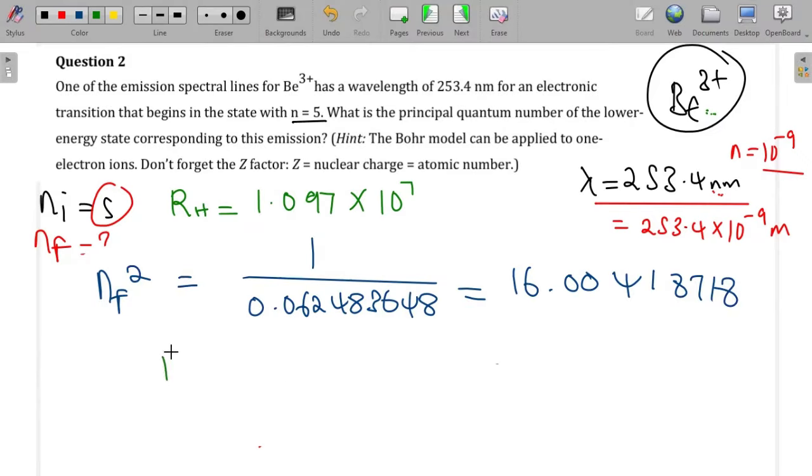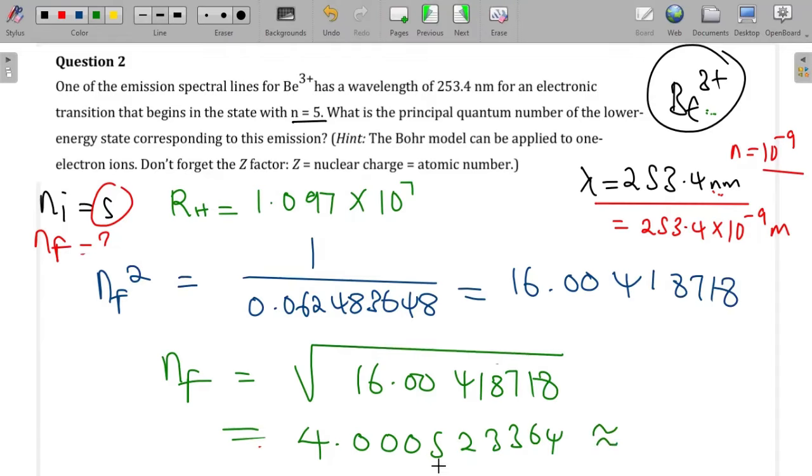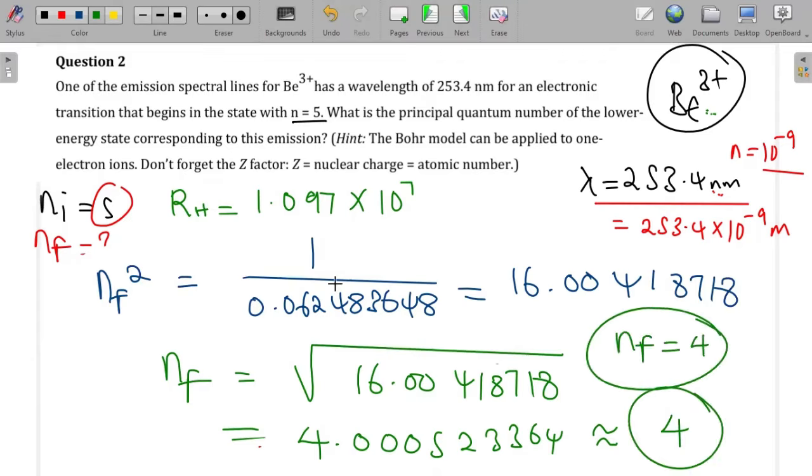So nf will just be the square root of this thing here. Not nf the musician, but nf like the final energy shell. When I take the square root, it will be 4.000523364. I can just approximate and round this off to 4. So the final energy level is 4. This electron in this beryllium atom made the transition from energy level number 5 to energy level number 4. That's the answer. That's the principal quantum number of the lower energy state.